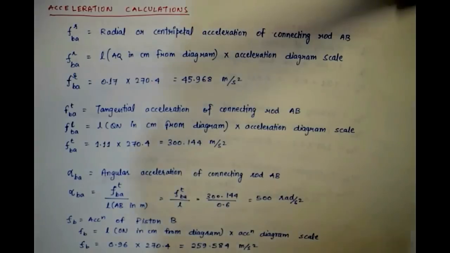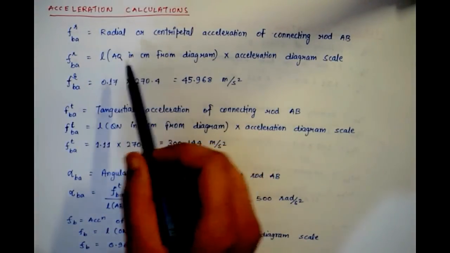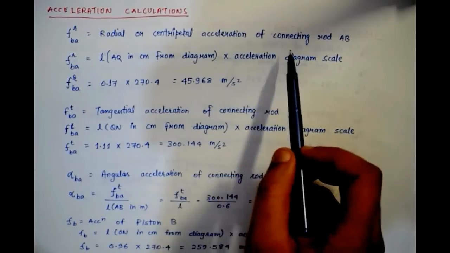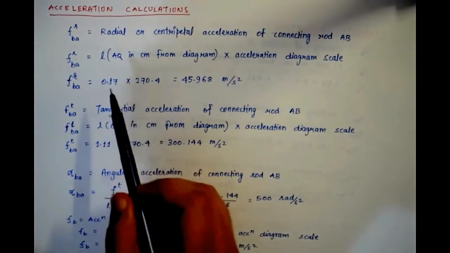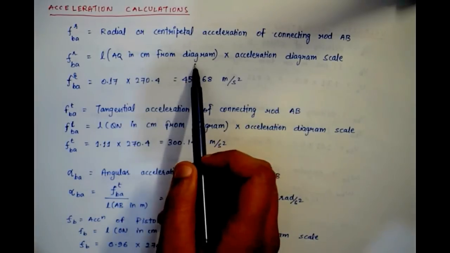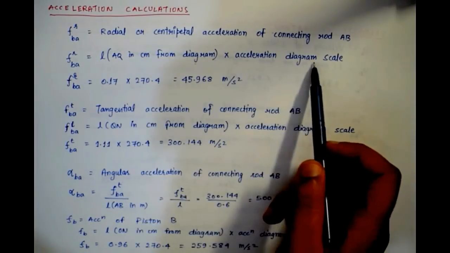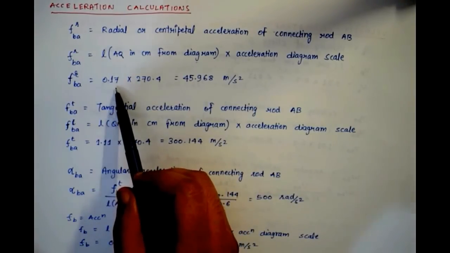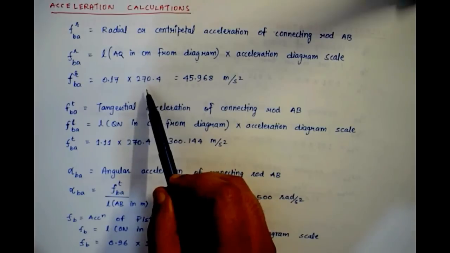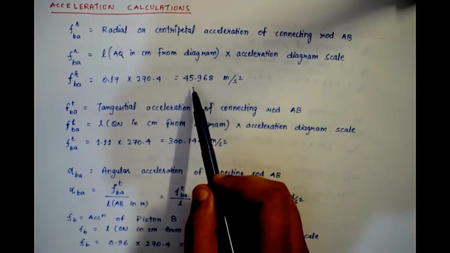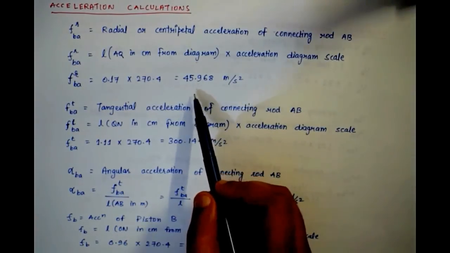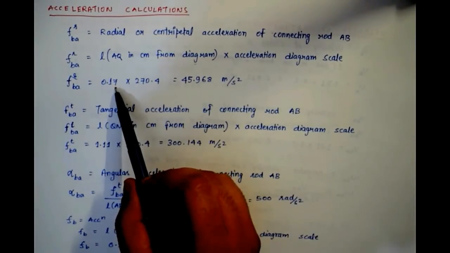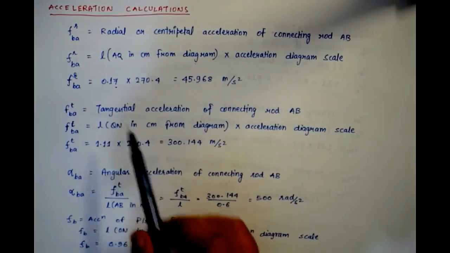Now we will calculate the acceleration part. Acceleration calculations are done here. FBA equals the radial or centripetal acceleration of connecting rod AB. It is given by AQ in centimeter from the diagram into the acceleration diagram scale. It comes as 0.17 into 270.4 equals 45.968 meter per second square. This is the value measured from the diagram that we have written before.